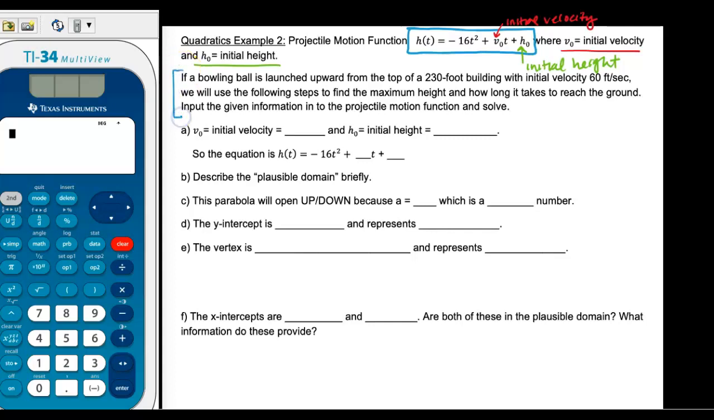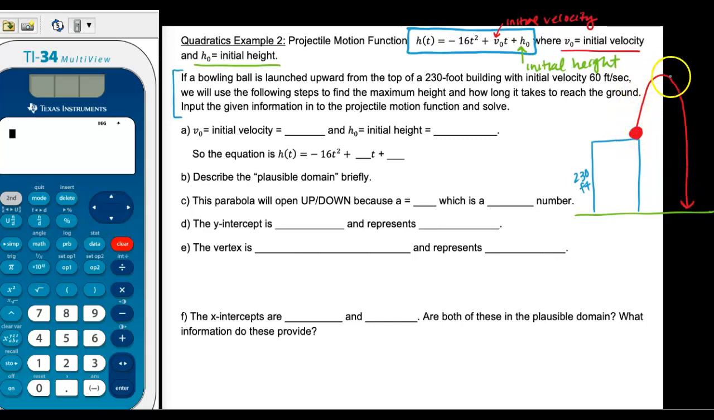So let's say we have a bowling ball launched upward from the top of a 230-foot building. Imagine for a second, we have this building, it's 230 feet tall, and then you have a bowling ball on the top of it, and it's going to be launched upward. Well, what happens when things are launched upwards? They eventually are going to go down and they are going to hit the ground. So that's the general movement.